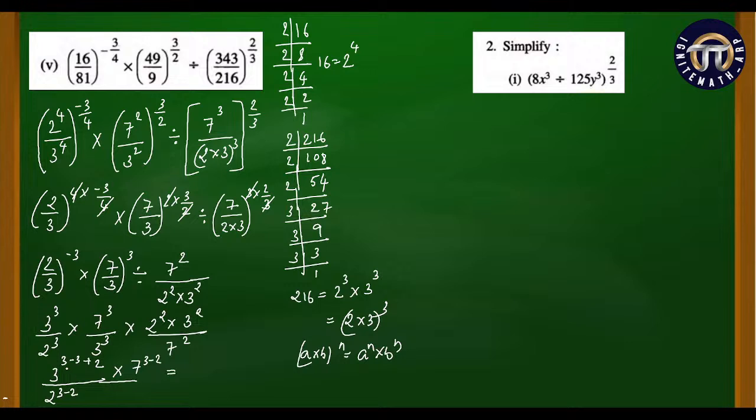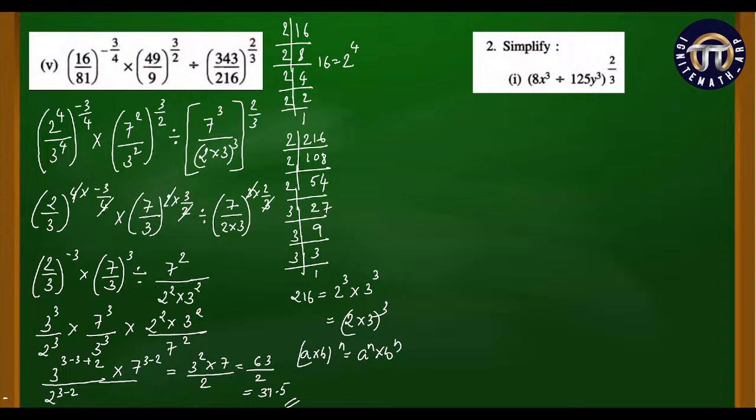So what answer do I get here? I get 3 to the power of 2, because plus 3 minus 3 will get cancelled, into 7, I get 2. So 3 to the power of 2 is 9. 9 into 7 is 63 by 2. What is the answer, children? 31.5 or 31 1 by 2 you can keep. This is our final answer. Is that clear, children? I hope it is clear to you.